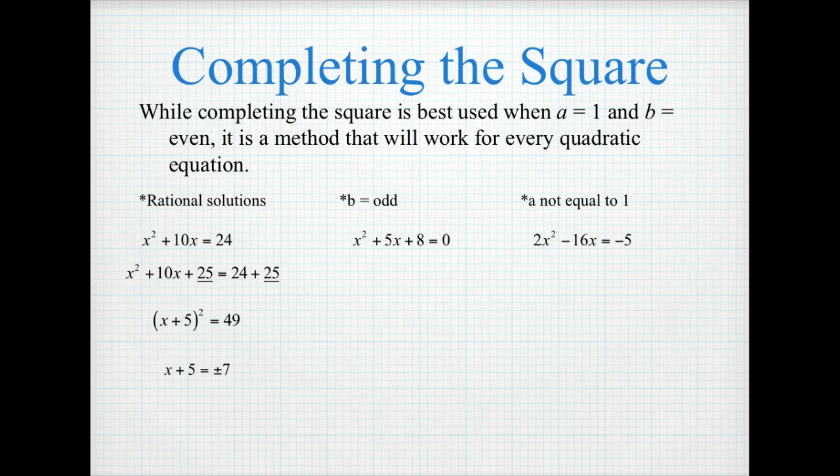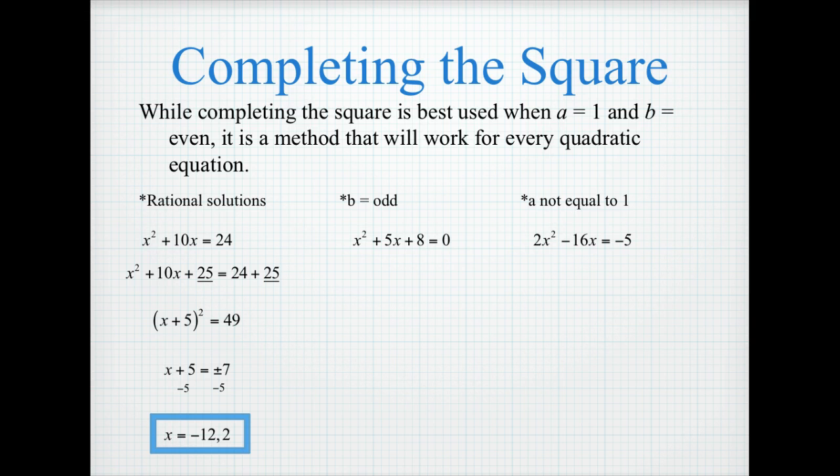When we take the square root of both sides, that leaves us with x plus 5 equal to plus and minus 7. Remember, anytime we solve an equation by taking the square root, we have to leave a plus and minus sign. Subtracting 5 from both sides is going to leave us our answer. 7 minus 5 is 2, negative 7 minus 5 is negative 12.